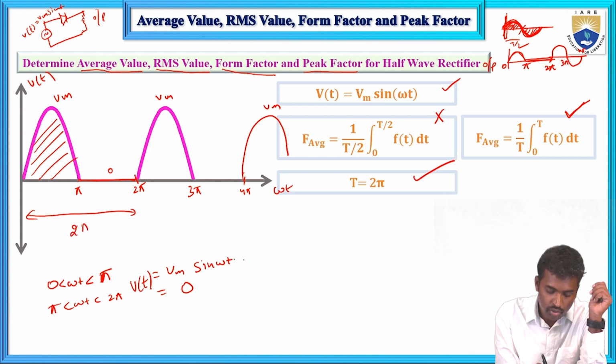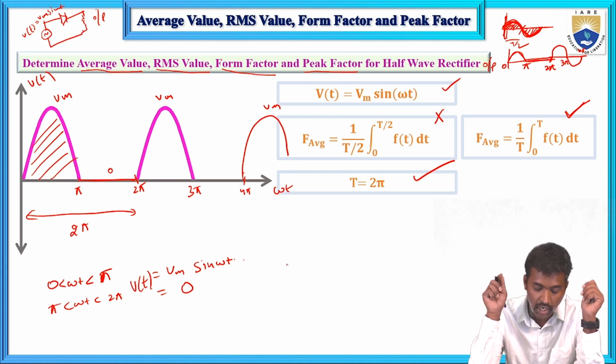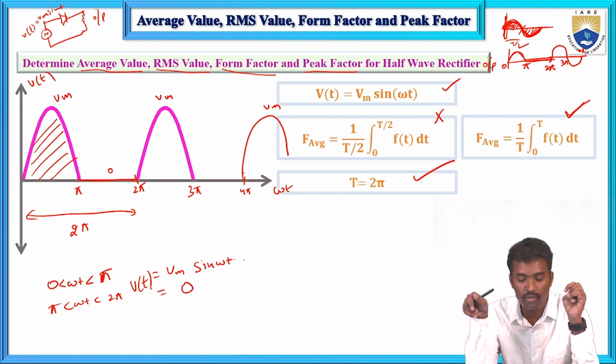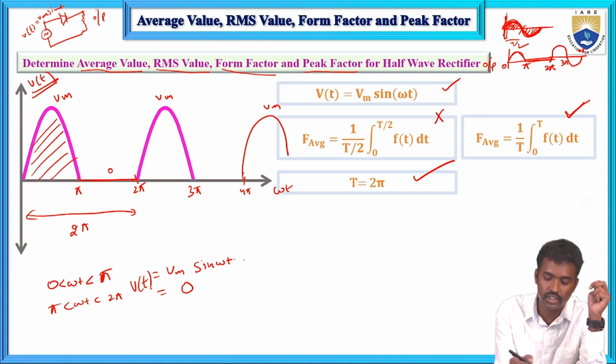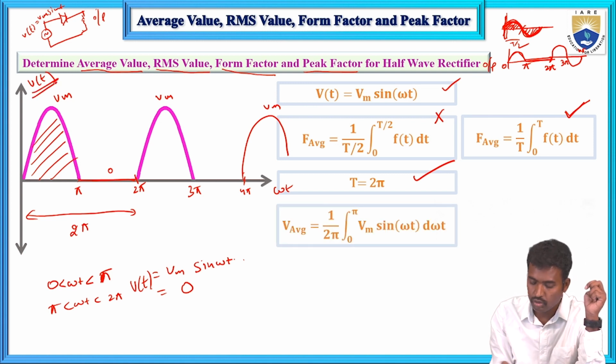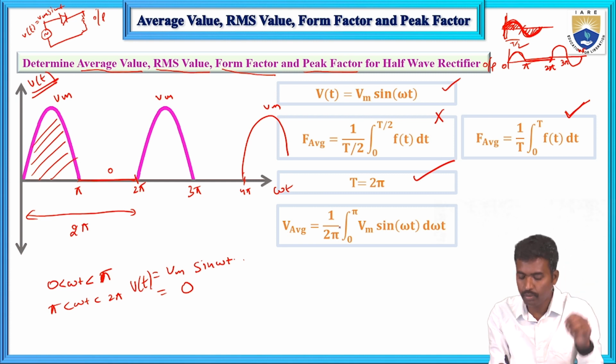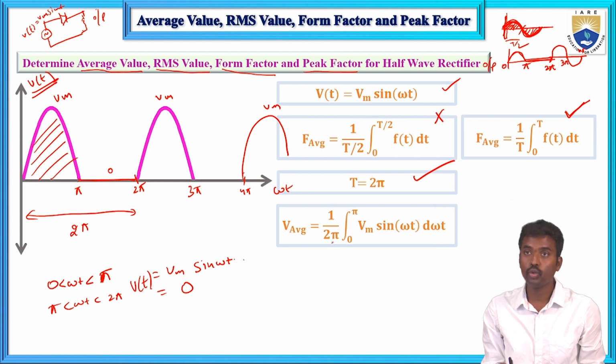This is 2 pi. So from 0 to pi, Vm sin omega t follows the supply voltage, and from pi to 2 pi the output voltage for the half wave rectifier is 0. Next case: same thing, 1 by 2 pi, integral 0 to 2 pi of Vm sin omega t. Here f of t is V of t, this one voltage waveform. So V average equals 1 by 2 pi, integral 0 to pi of Vm sin omega t d omega t.